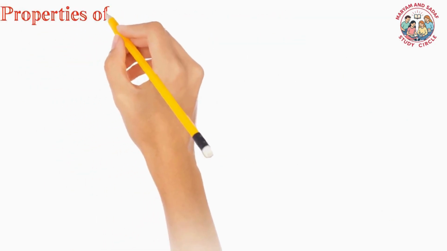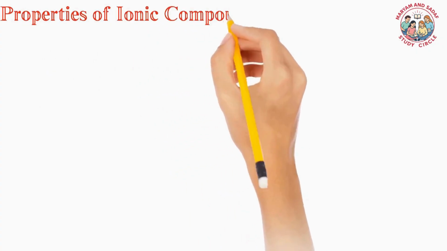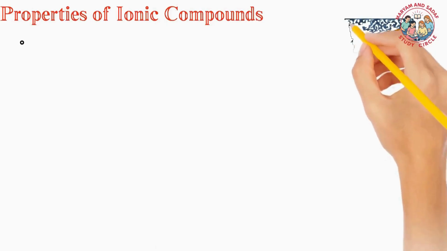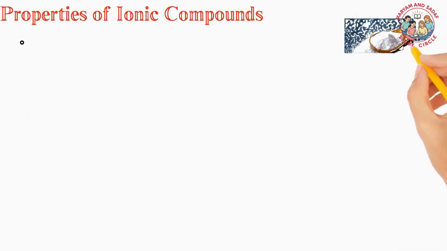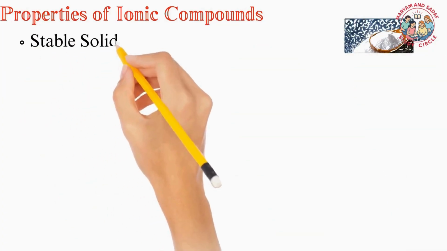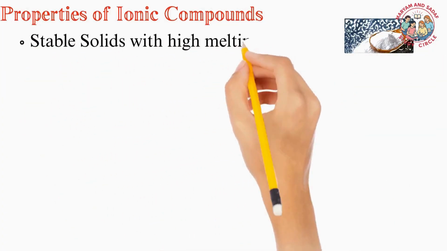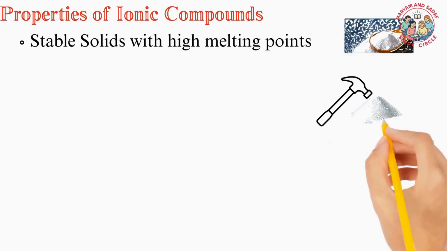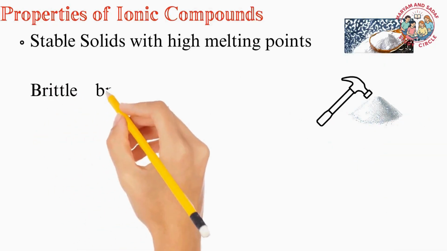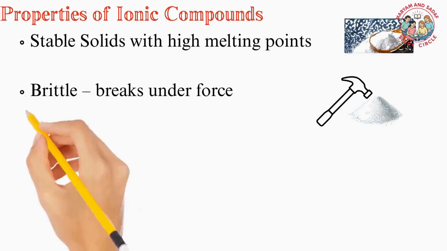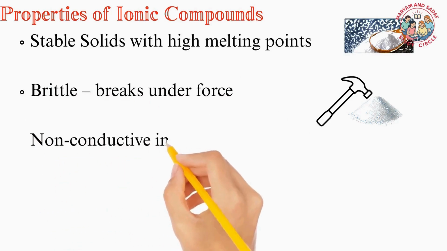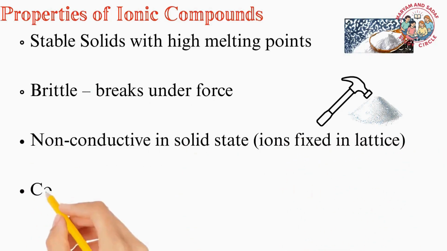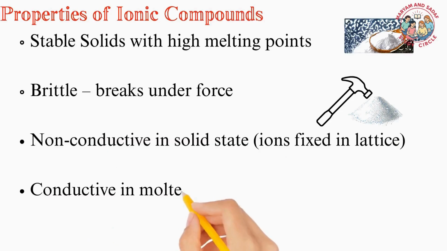Properties of ionic compounds. Stable solids with high melting points. They are brittle, meaning they break under force. Non-conductive in solid states. Conductive in molten and aqueous states.